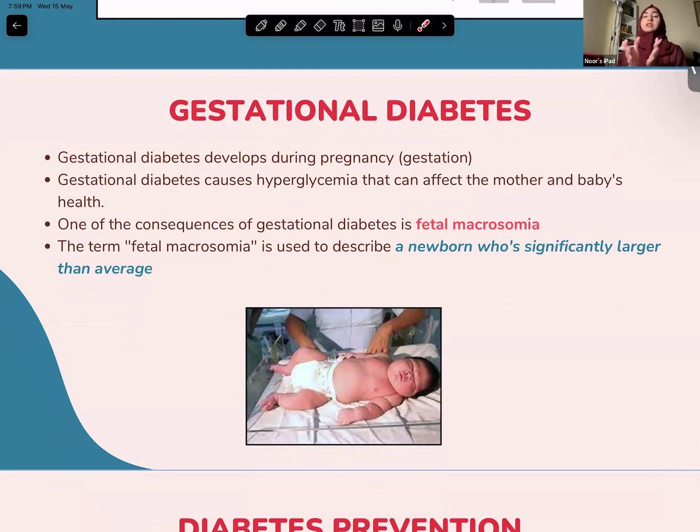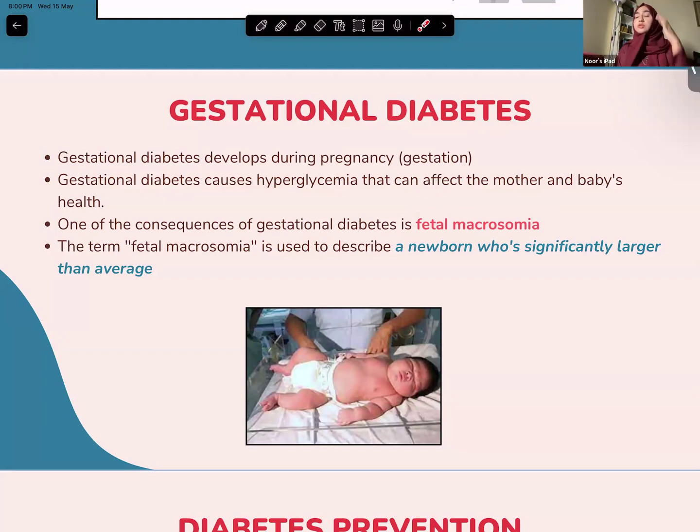An interesting fact is that in most mothers, after they have delivered the baby, they do not have diabetes anymore. But since the mother has gestational diabetes, the child also gets more and more glucose, right? As a result, the child will have a condition called fetal macrosomia, which is basically a newborn who is significantly larger than average.